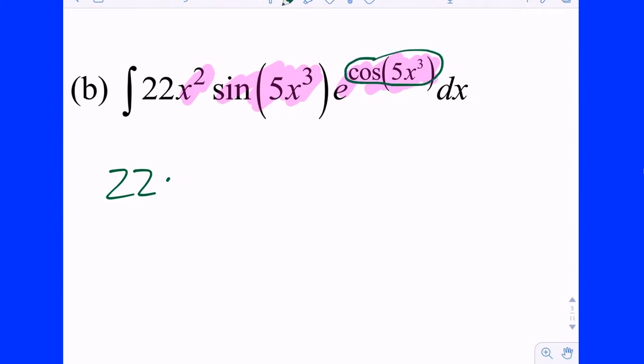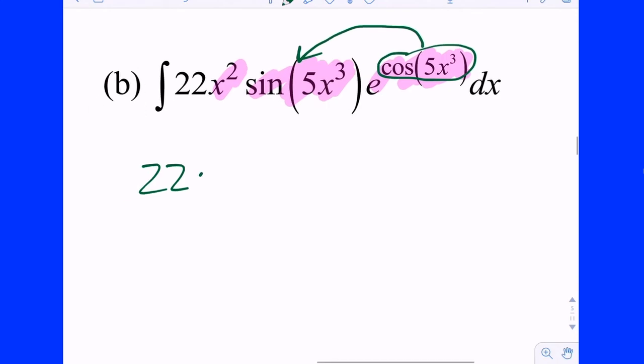Let's check. What's the derivative of cosine of blob? Negative sine of the blob. We get the critical sine, we're off by a negative, so I'm going to make a negative correction. I'm going to make note over here. But it has its own inside function, 5x cubed, which generates a what? 15x squared. Do we get the critical x squared part? Yes, we're just off by a 15.